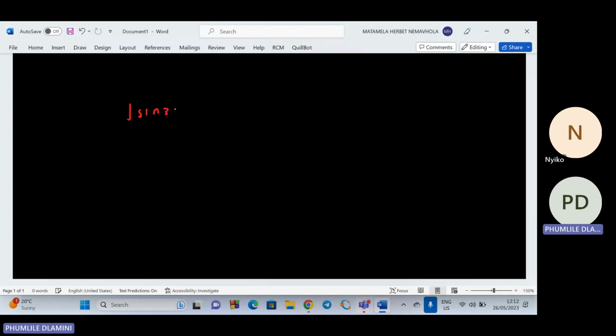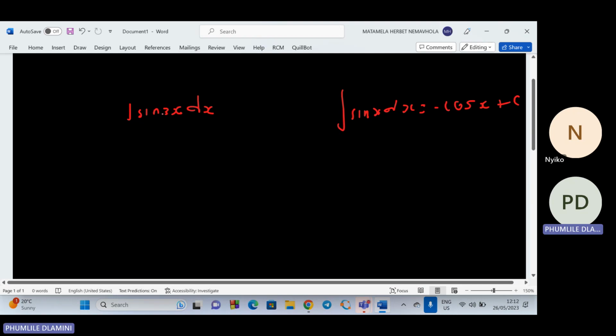With an integral, it can be the integral of sine, maybe it can be sine of 3x dx. So when I have this one, I know that my integral of sine of x dx equals negative cos x plus c. But now here we have 3x.